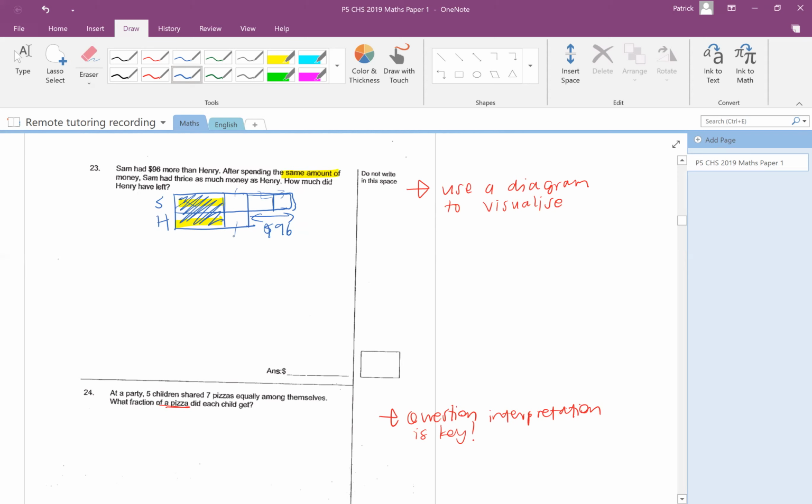So using this diagram, you can see that these 2 units over here are $96. So 2 units, $96. 1 unit would be 96 divided by 2, which gives you 48. How much did Henry have left? Henry has 1 unit left. So effectively, Henry has $48 left. That's your answer.